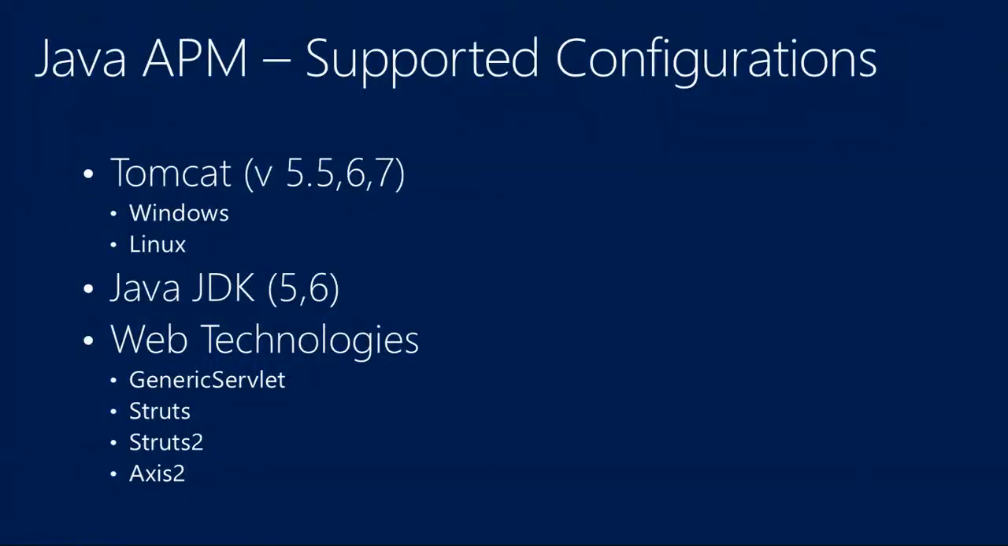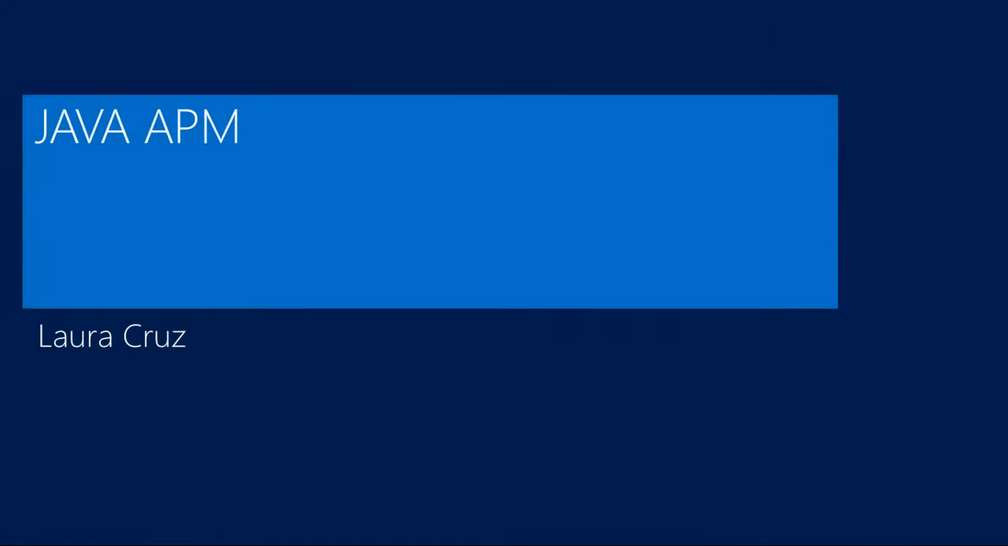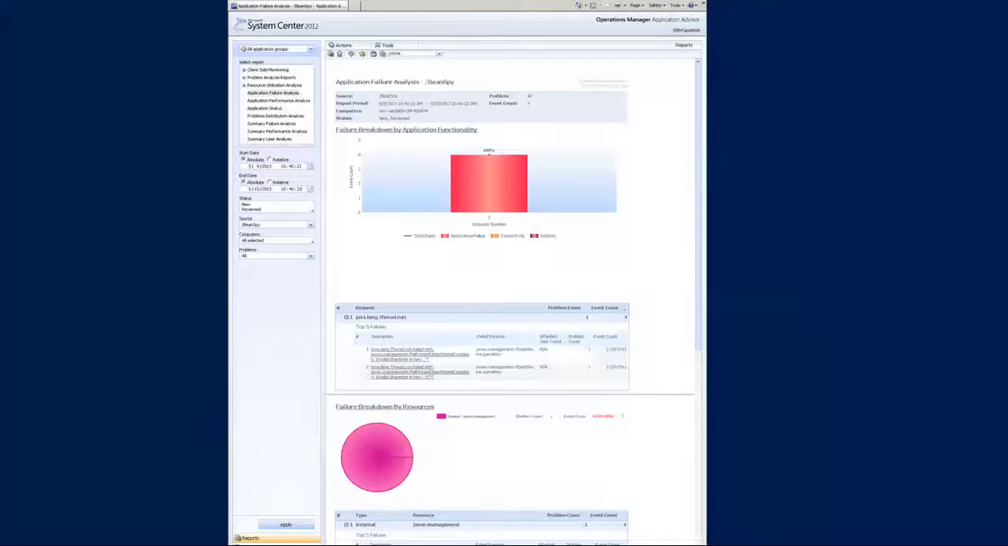We've also added support for more new configurations. We're now supporting 3 versions of Tomcat for Windows and Linux, 2 versions of the Java Development Kit, and 4 web technologies. Now, just to show you what we're doing with Java APM, I'm going to show you a preview of what it's looking like right now.